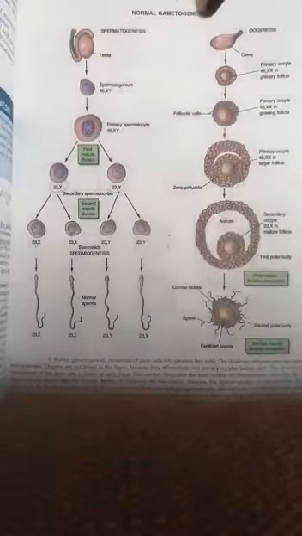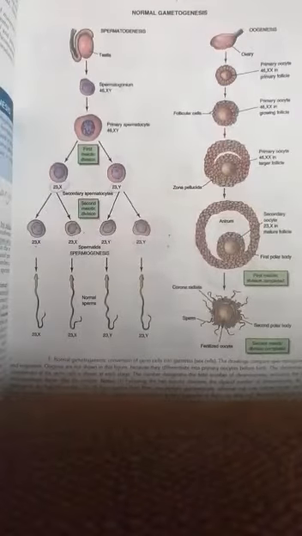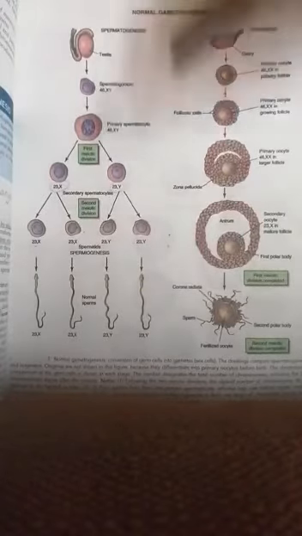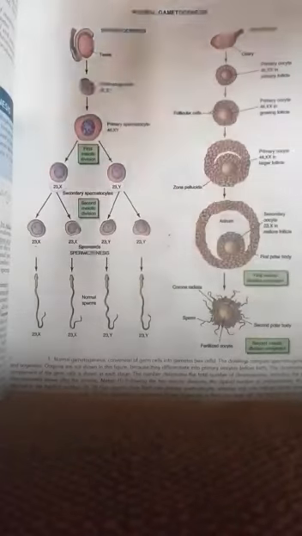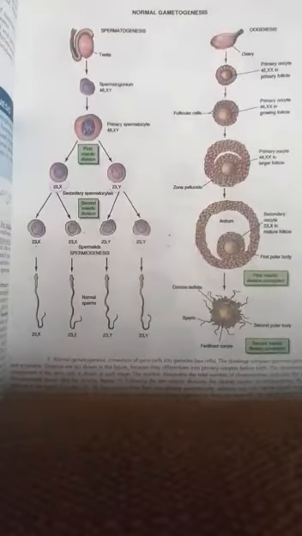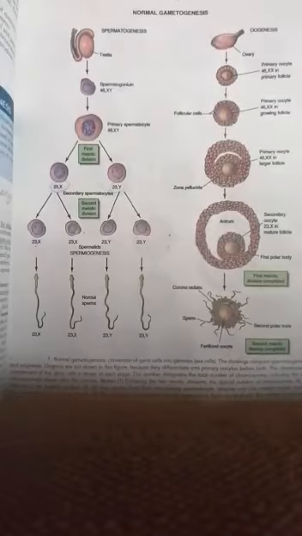So for the basis of this stage, first we have to discuss how these cells divide and form the sperm or the ovum, that is the main gamete or the main special sex cell of the male or female. Normal gametogenesis starts from spermatogenesis in the male and oogenesis in the female.